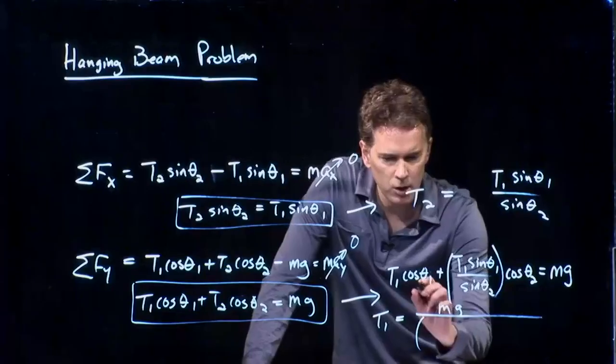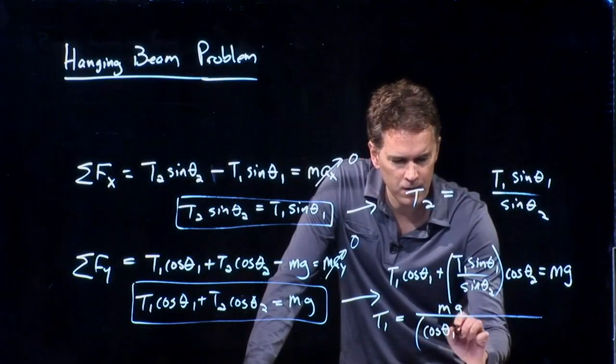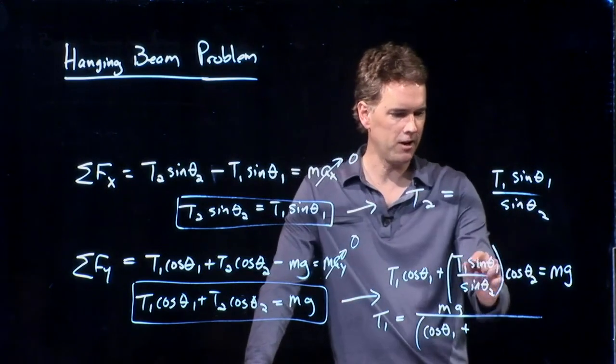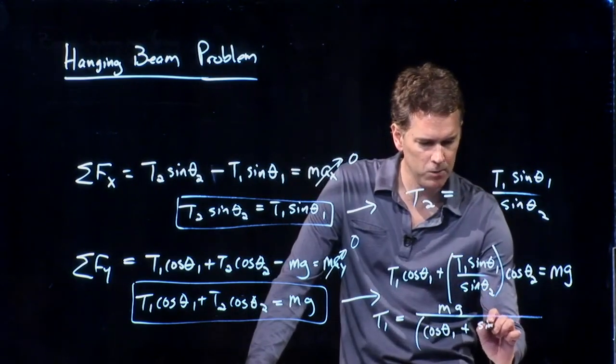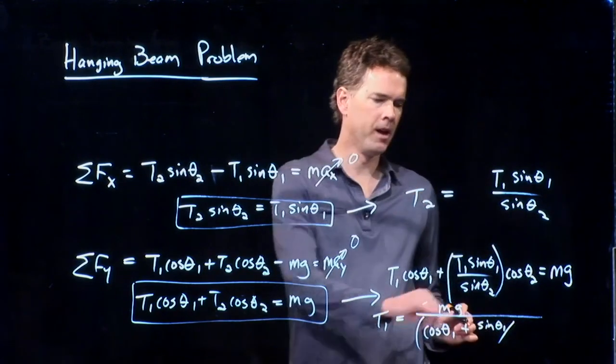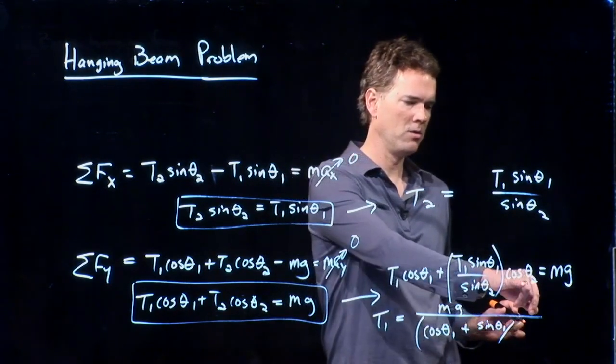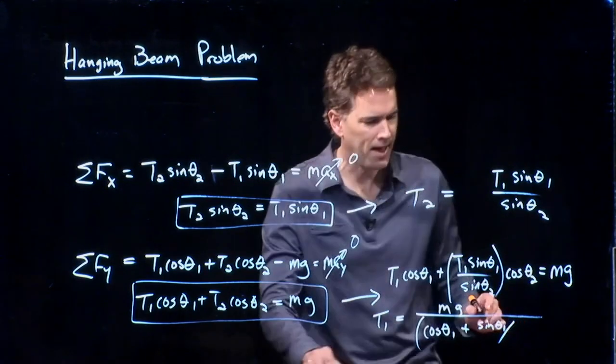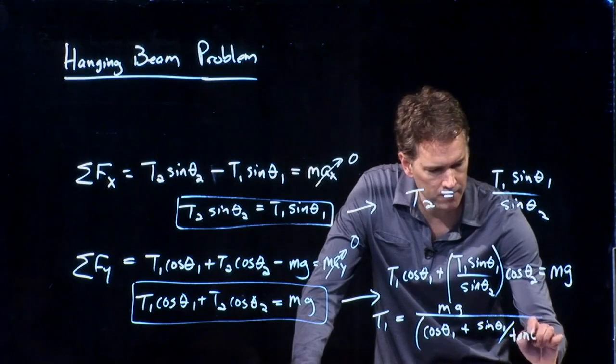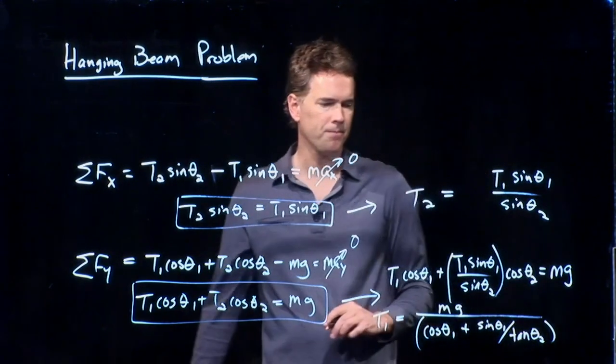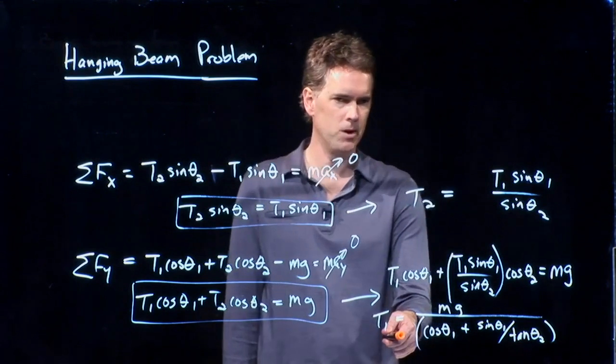And now I can solve this thing for T1. Look what I get. I get T1 equals mg divided by a big mess, which is what? Cosine theta 1 plus all of this stuff, which is sine theta 1 over sine theta 2 cosine theta 2. That is tangent theta 2, and it's in the denominator. So now I have an equation for T1.